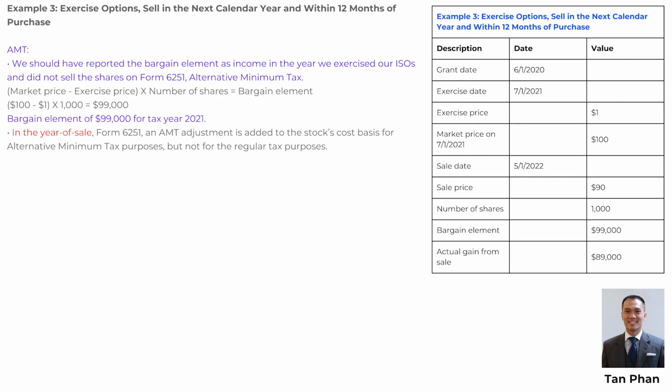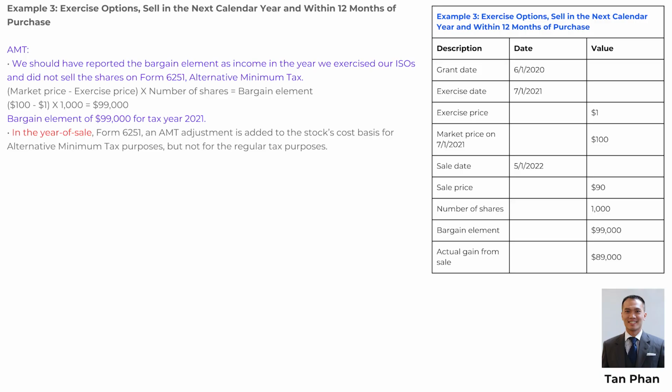AMT. We should have reported the bargain element as income in the year we exercised our ISOs and did not sell the shares, on Form 6251, alternative minimum tax. Market price minus exercise price times number of shares equal bargain element. $100 minus $1 times 1,000 equal $99,000. Bargain element of $99,000 for tax year 2021.